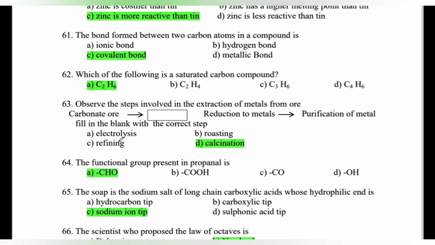The functional group present in propanal is, "al" indicates it is an aldehyde, therefore the correct answer is option A, CHO.